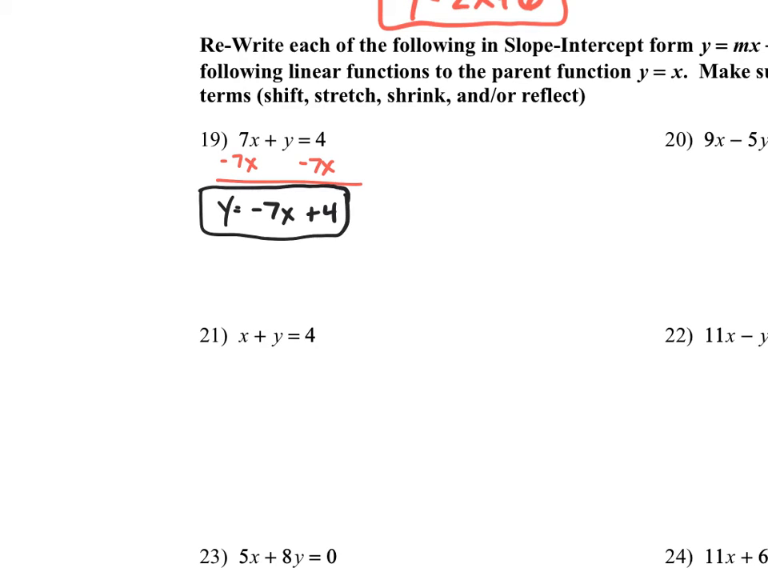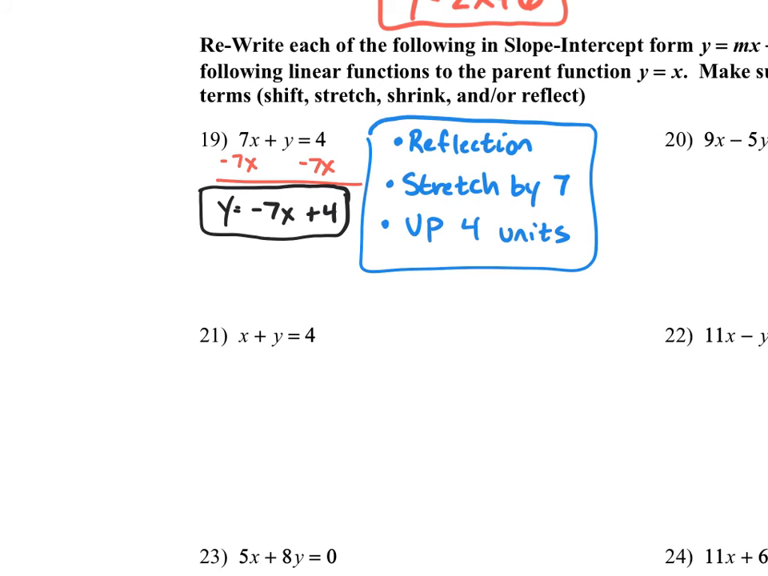And then you do the thingies. You're exactly right. Is there a negative on my slope? There is. So that means it is a reflection. Okay? Is my slope bigger than 1 or less than 1? So that will be a stretch. And what number is it? 7. So you've got a stretch by 7. And then the last thing, is my y-intercept positive or negative? So it's going to go up, how many? 4 units. So those are the two things that you need.